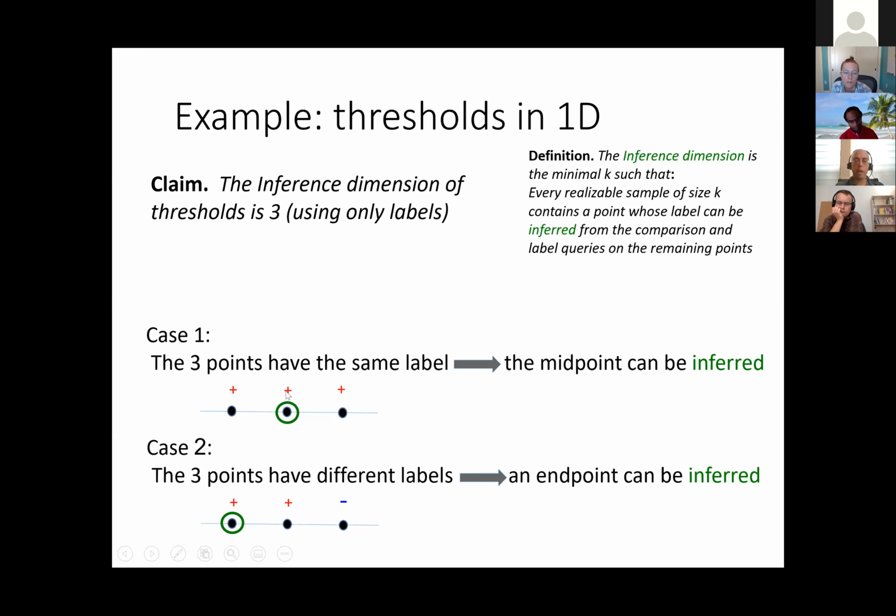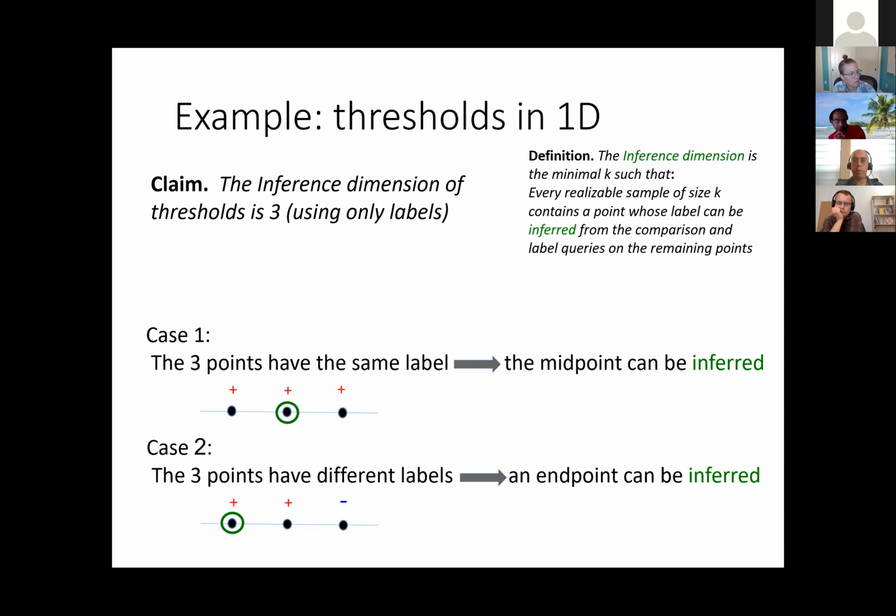Well, the other scenario is they have different labels. So 2 of them get the same label, and then the third one gets a different label. Let's say it's a plus, plus, minus. Well, in this case, there's always one of the boundary endpoints that you can just erase its label because you can infer it for free, right? So in this case, you can just erase the label from the left point because you can deduce it for free from the other 2 labels. So in 1 dimension, the inference dimension is 3, and you can actually verify it cannot be brought down to 2. So for 2 points, all the possible 4 labelings are possible.